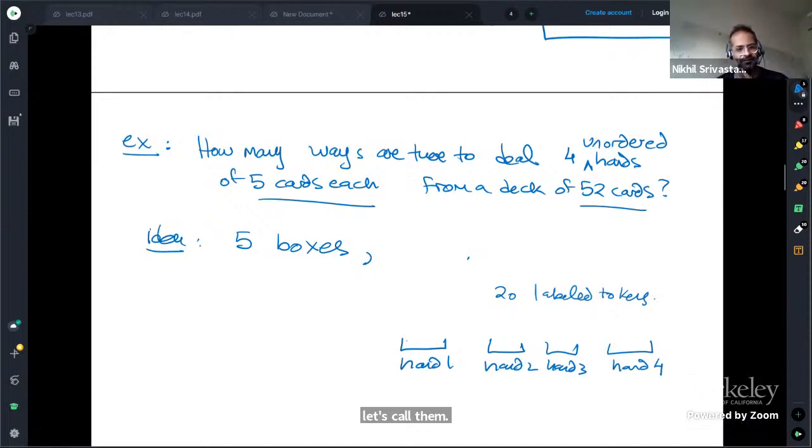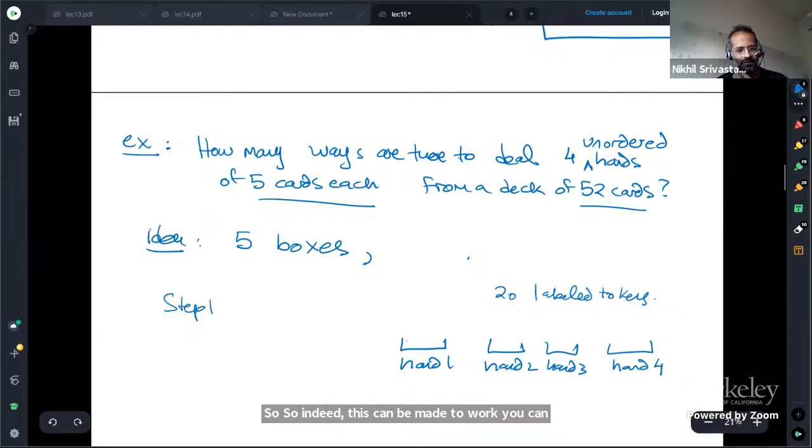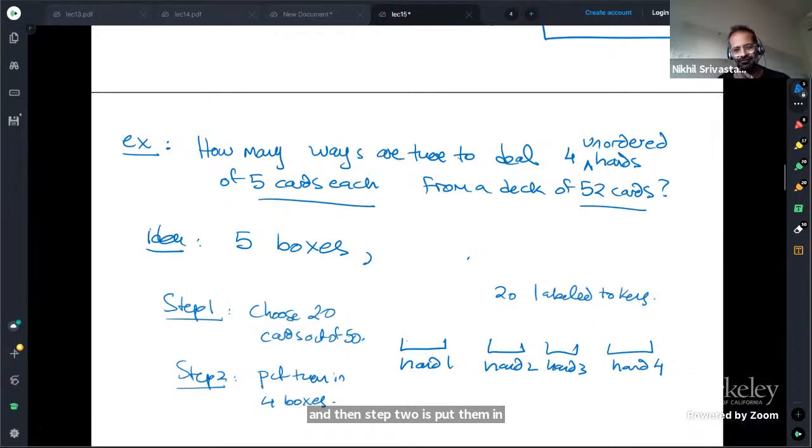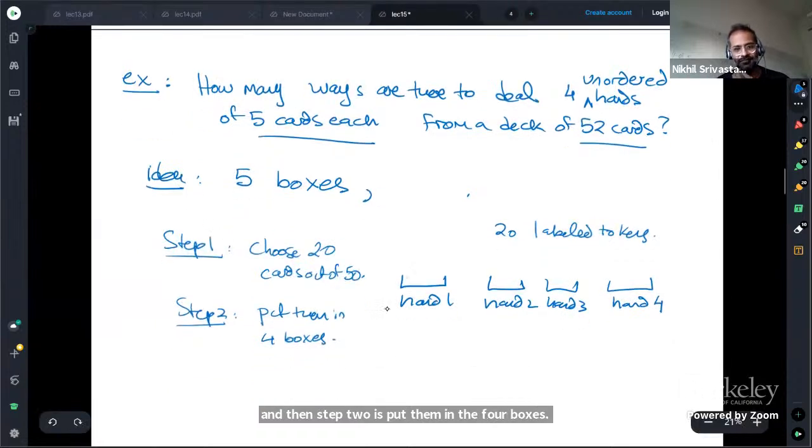So indeed, this can be made to work. You could do step 1, choose 20 cards out of 50, and then step 2 is put them in the 4 boxes. But there's actually kind of a slicker way to do this, which I'll just tell you. So your idea can eventually work, but here's a slicker way. So we won't do this.